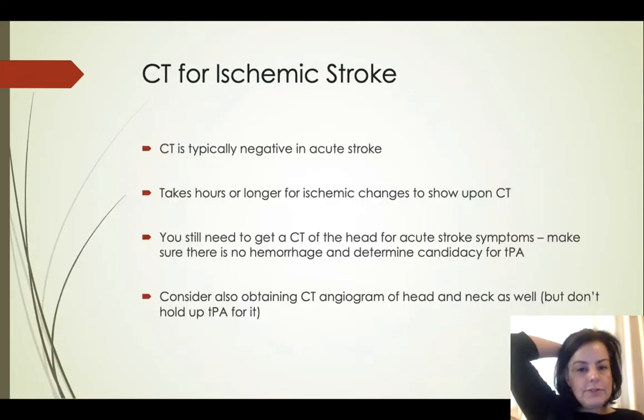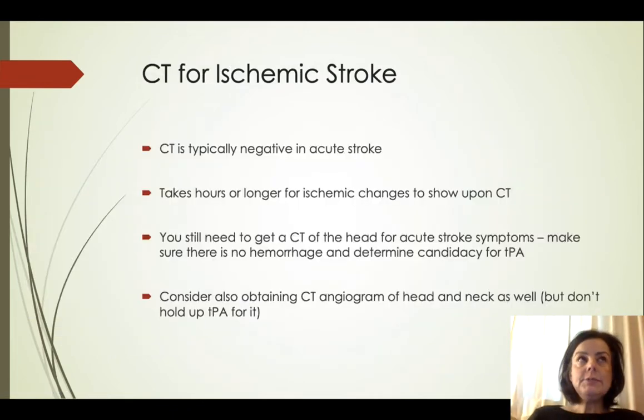Okay, so CT for ischemic stroke, again, typically early on the CT is negative, although there may be some very subtle findings. It takes hours for ischemic changes to show up on a CT, and sometimes, quite honestly, infarcts are so small or they're buried in the posterior fossa that a CT doesn't pick them up very well, and an MRI is a lot more revealing. That being said, CT is still our imaging of choice if somebody is having an acute ischemic stroke.